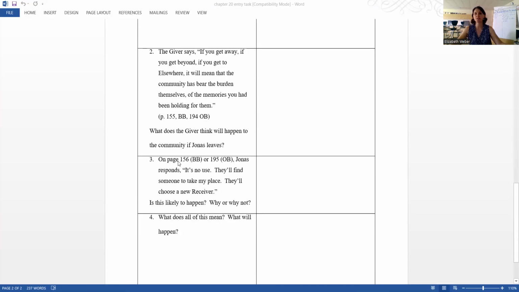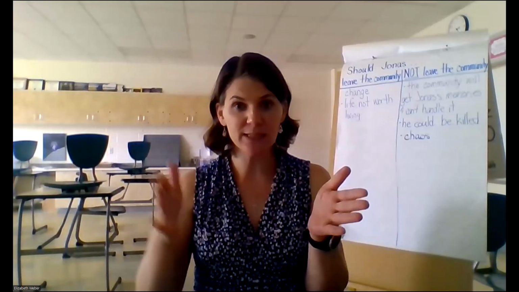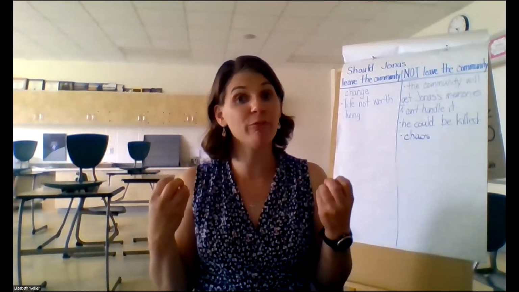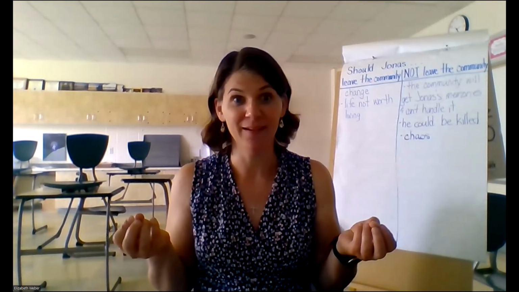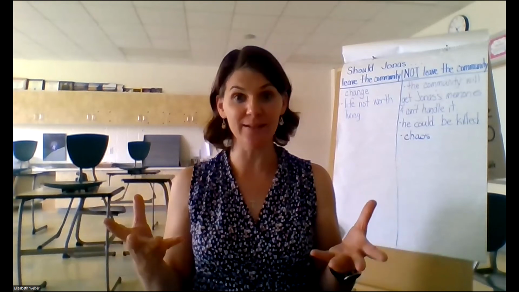Number 4 is the hardest question for students usually. What does all of this mean? What will happen? I'm asking you to synthesize all of this together. Take all of the pieces, everything that you've learned, all of this knowledge and schema that you have built up to this point, and figure out, what does it all mean? We're getting to the whole point of the book. What does it all mean?